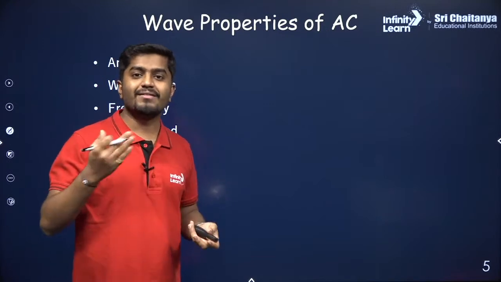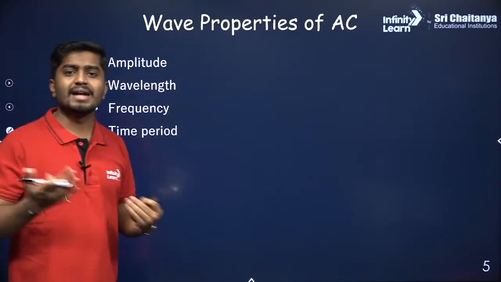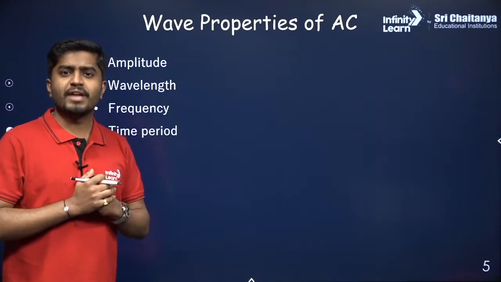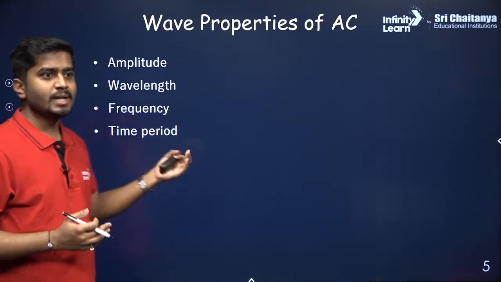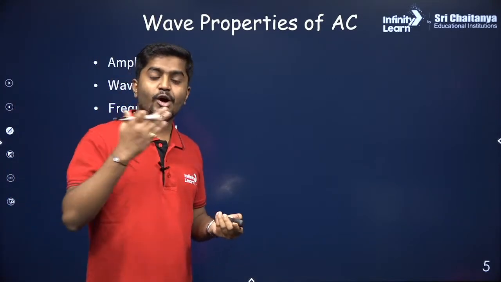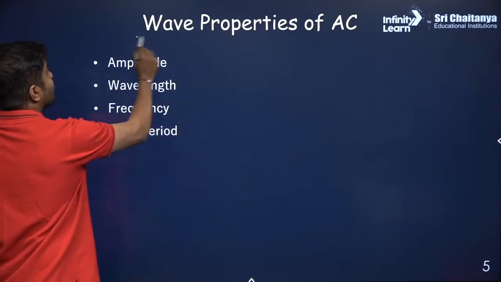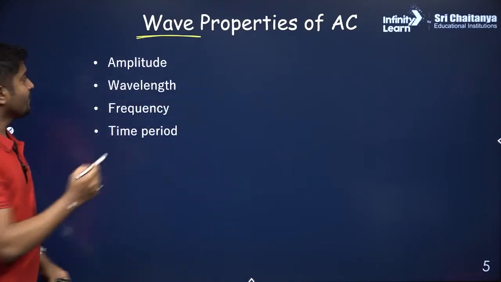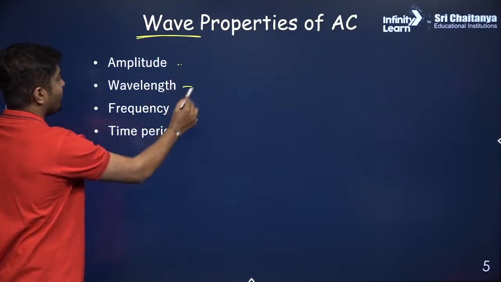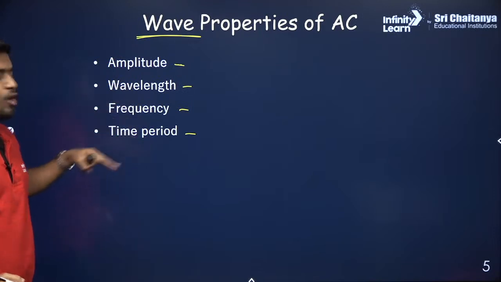And AC is a wave. If something is a wave, there are wave properties that we need to understand a little bit. Do you know what the wave properties are? I guess in grade 9th you must have learned sound waves, or the wave properties of sound. The wave can be characterized using amplitude, wavelength, frequency and time period. So let's understand each of them.